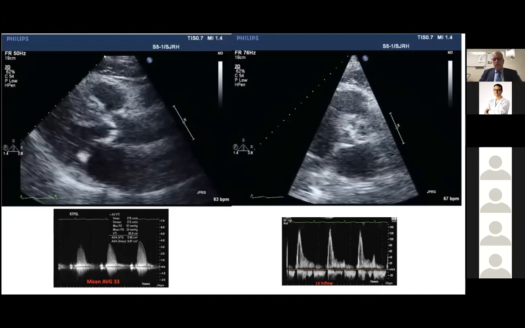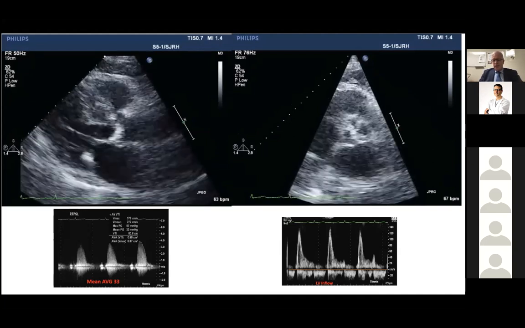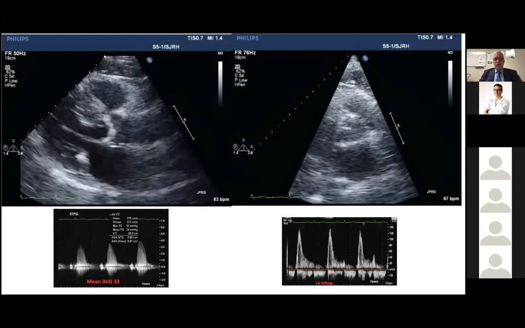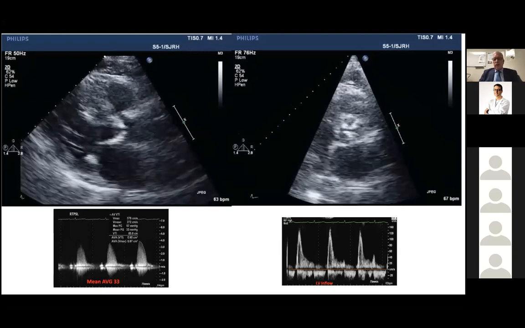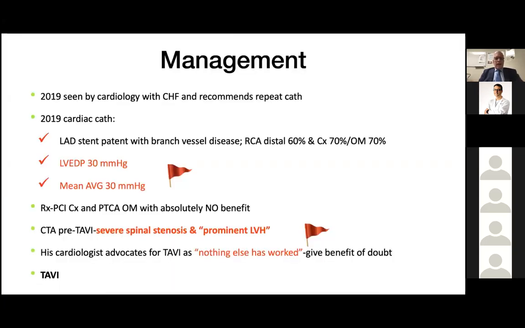Look at the inflow, that restrictive pattern, high velocity E velocity, and a rapid decel time, all typical of very severe diastolic dysfunction. And it does look like moderately severe aortic stenosis, maybe even bordering on severe. He's seen by cardiology again, 2019, has another cath, and now you can see he's got a patent stent. He's got distal RCA, circumflex disease. Look at his EDP, 30, another classical finding, high filling pressures, but his mean gradient is only 30. So even the surgeons would say, does this patient really need a TAVI?